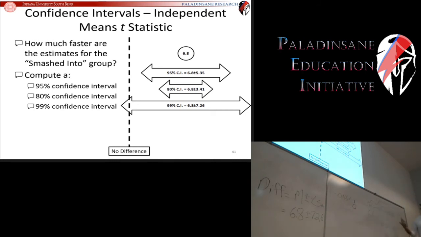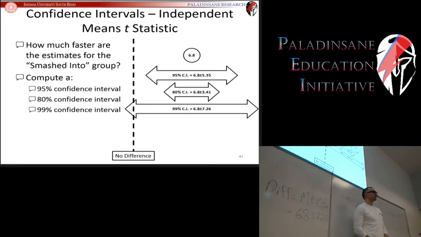All right, any questions on this calculation and just independent means t-test calculations in general? Yep. So we always have to subtract the mean from the upper limit? Yes. Is there ever a case where we have to subtract the lower limit?